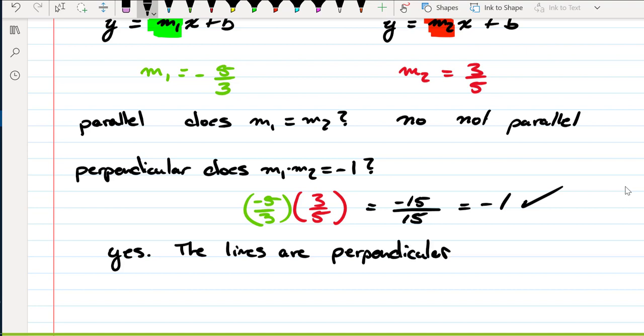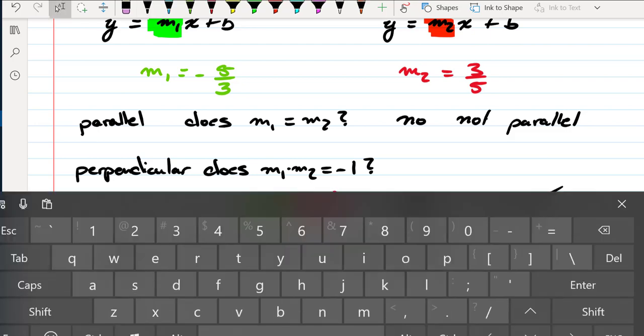You may have noticed, without doing that computation, that negative 5/3 and 3/5 are negative reciprocals. The reciprocal of a fraction is where you reverse the numerator and denominator, and then the negative is you change sign. So if you do that, you would see that the reciprocal of negative 5/3 is indeed the same as 3/5.